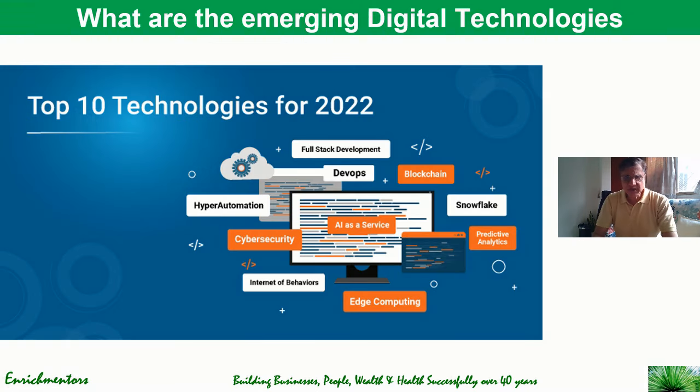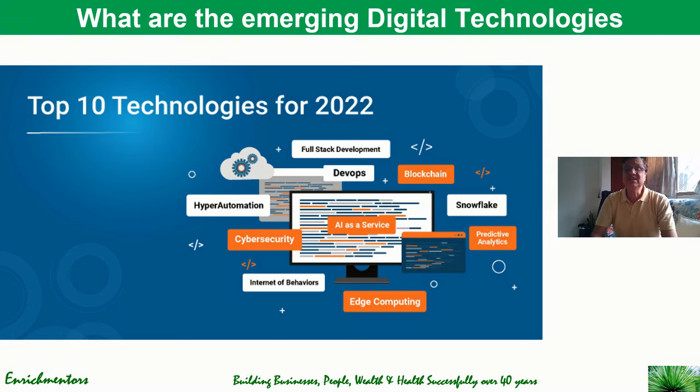So let's look at what the emerging digital technologies are, and you have on your screen top technologies for 2022. These are things like full stack development, DevOps, hyper automation, cybersecurity, AI service, Internet of Behaviors, that is IoB, edge computing, predictive analytics, snowflakes, and blockchain. So these are some of the technologies that have started coming up in 2022.